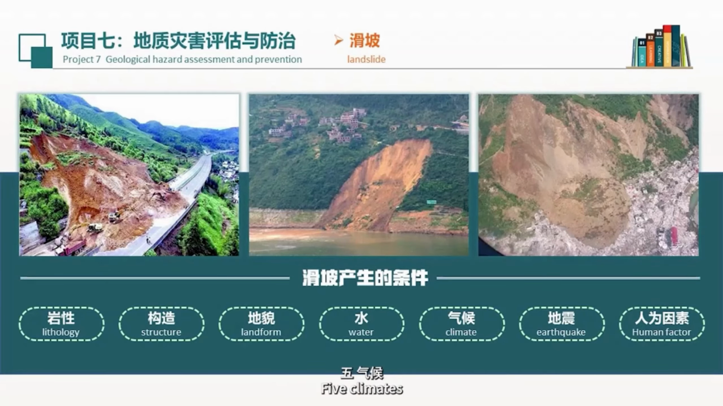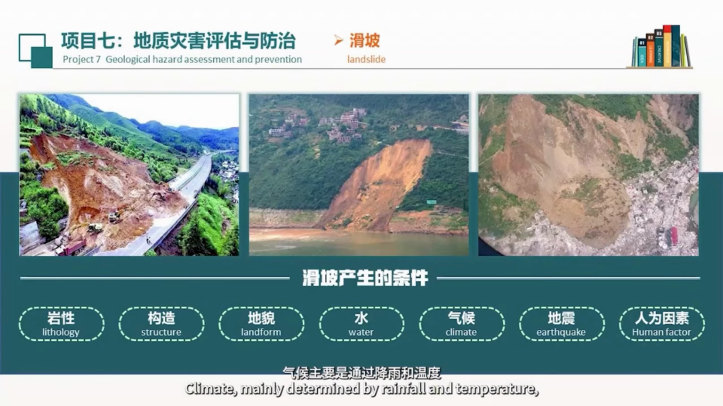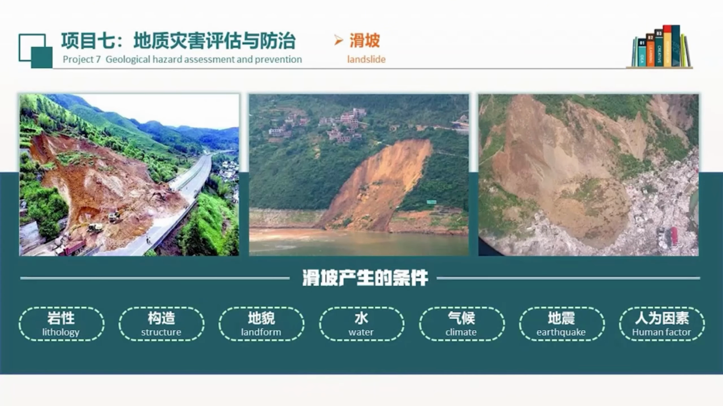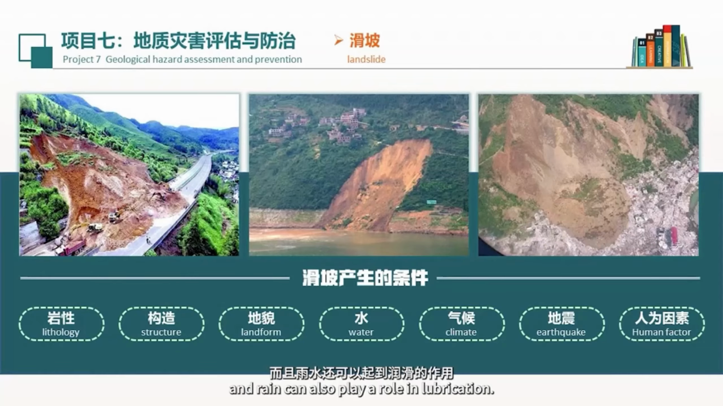5. Climate. Climate, mainly determined by rainfall and temperature, significantly affects landslides. In particular, rainfall has the most significant impact. Rainfall can increase the weight of the slope, and rain can also play a role in lubrication. In addition, landslides are also related to the action of freezing and thawing. Landslides are more likely to occur during the freeze-thaw season.